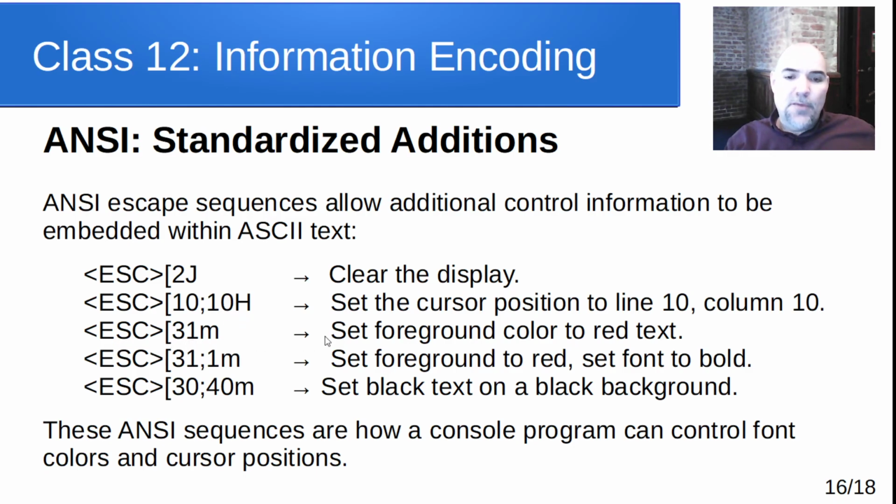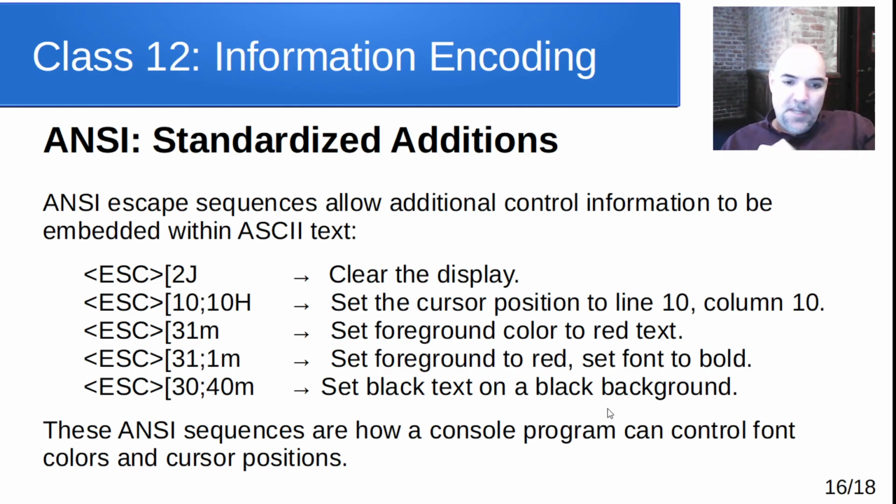Escape left bracket 31M sets the foreground color to red. Escape left bracket 31, semicolon 1 sets it to red and bold. And then escape left bracket 30, semicolon 40M sets black text on a black background. You might say, well, why would you ever want that? Well, maybe you're entering your password and you don't want it to show up on the screen. So your program sets black text, black background, and then people can't see what you're typing because it doesn't show up.